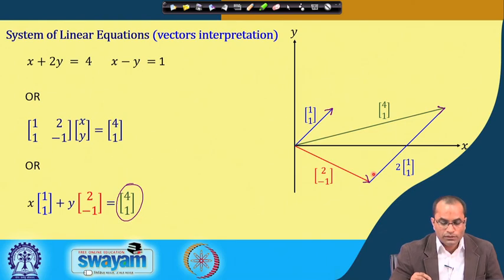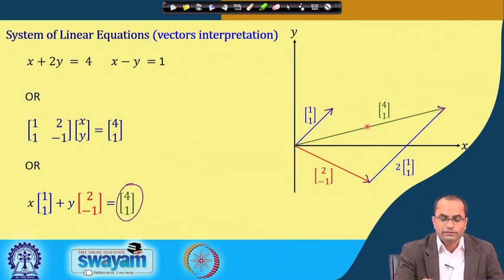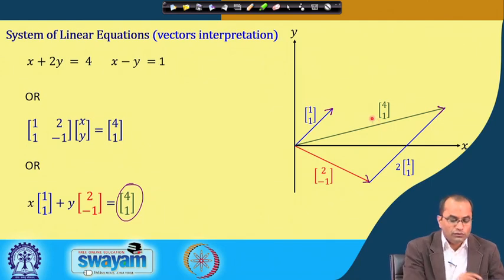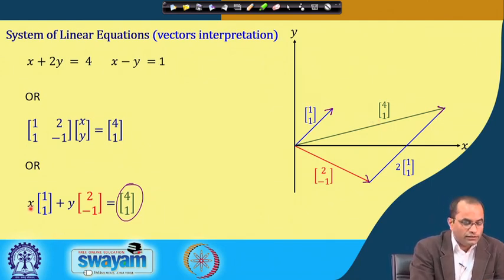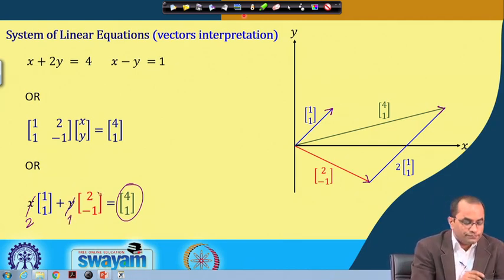So, if we do so, that means we are adding to this 2 minus 1 vector 2 times of the 1 1 vector. So, this length is doubled now, 2 times of this vector means the direction will be the same, and then the length is just doubled. So, here we have this 2 times 1 1, and then we are exactly getting this vector which was 4 and 1. So, what do we see here in terms of the vectors, that 2 times of this 1 1 and 1 time of this 2 minus 1 will give precisely the right hand side vector.